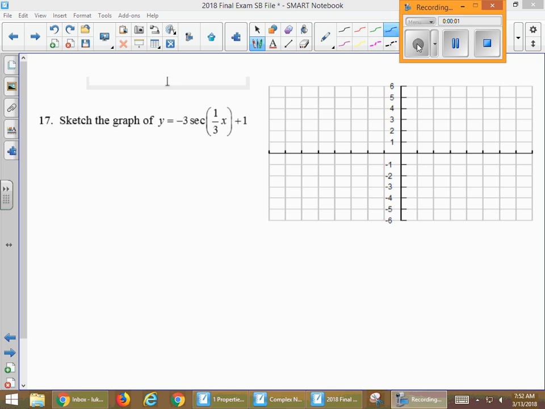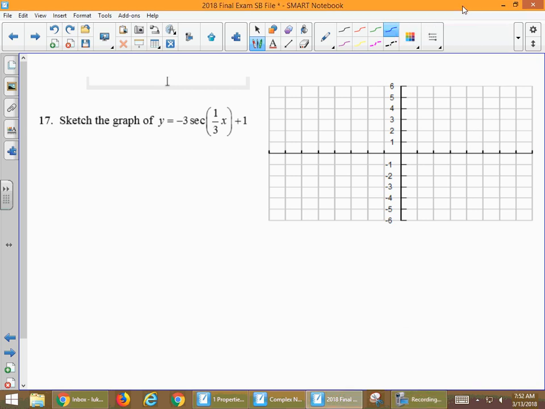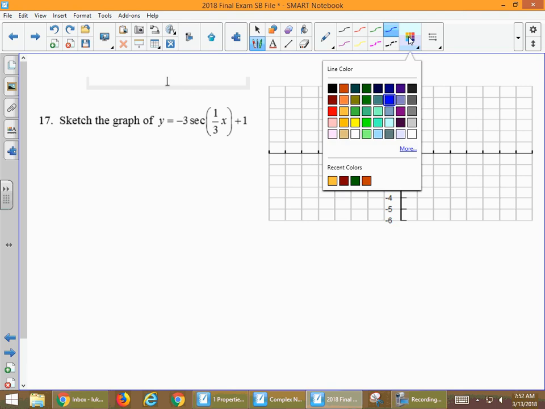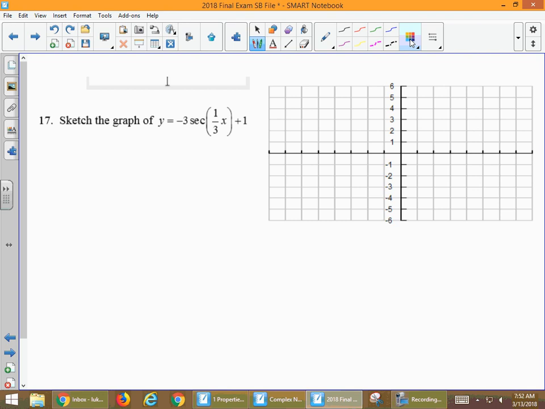All right, a couple of quick graphing problems. So we're going to graph -3 secant of 1/3 x plus 1. What I like to do with secant and cosecant is go ahead and graph my sine or cosine graph first, and then use that to graph. So I'm actually going to go ahead and do -3 cosine of 1/3 x plus 1 first.